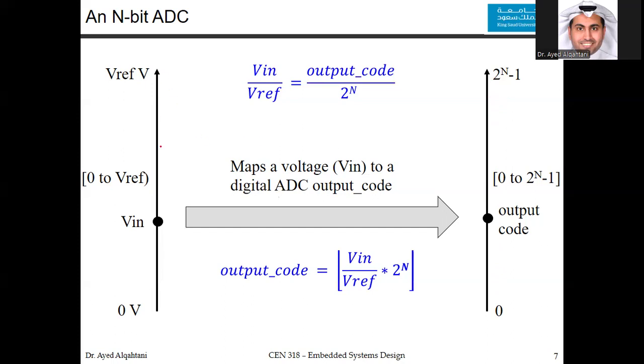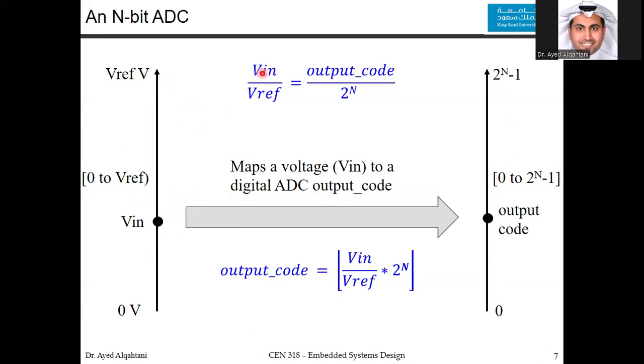Now, if we have a point along the analog axis, which is Vn, it should be associated with the same distance in the digital axis. This will be the output code. Notice that the distance to the lower bound is the same for the analog and for the digital. You could say the same about the distance from that point to the upper bound as well. So the idea here is that you are taking ratios and making sure these ratios are the same.